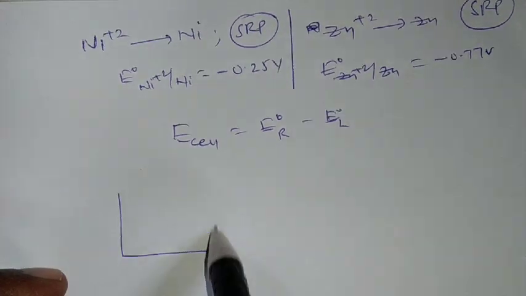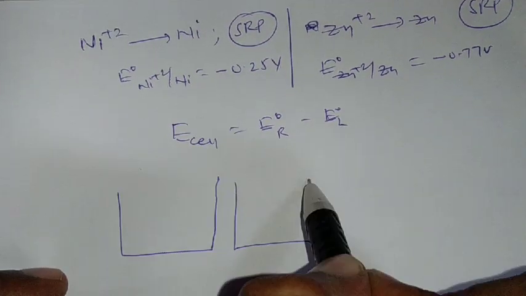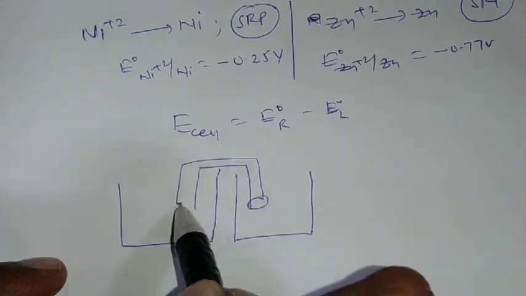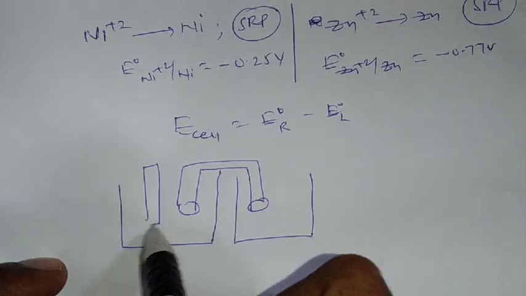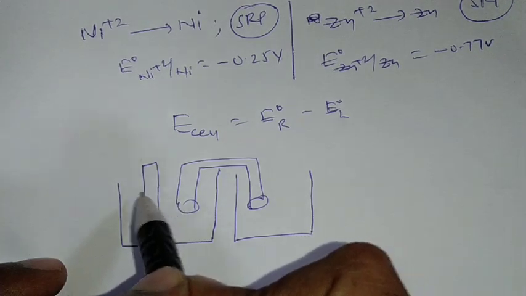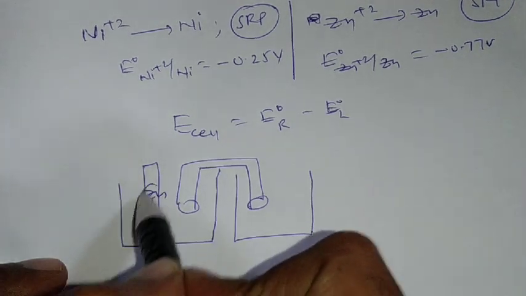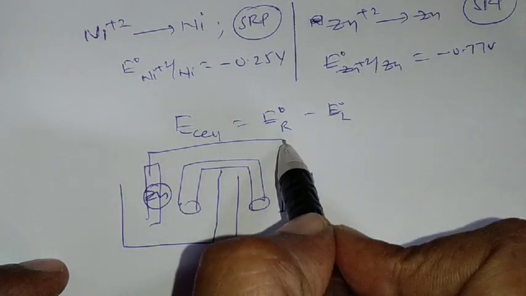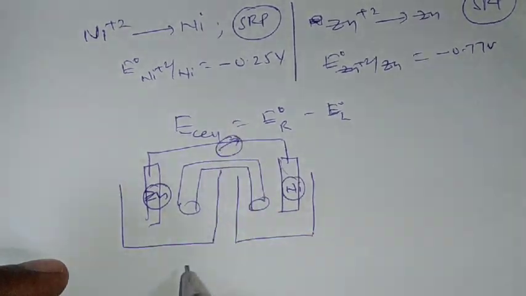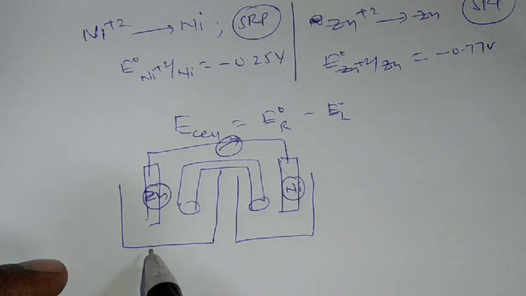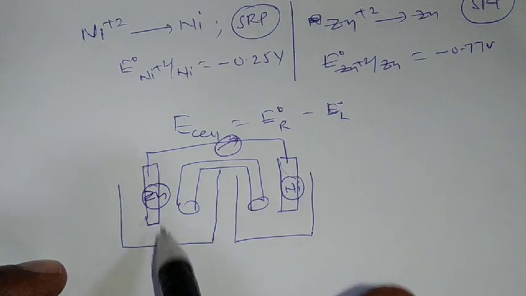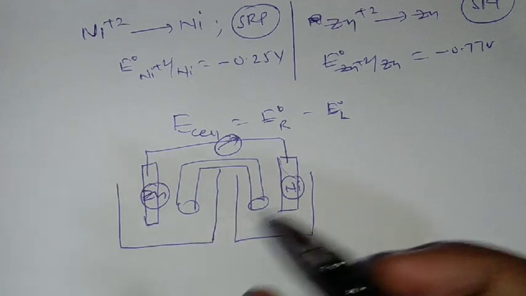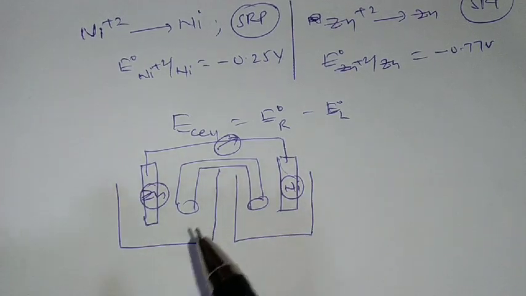Just imagine this is the galvanic cell. The first half cell and second half cell are both connected with a salt bridge, and both electrodes, we can take this as the zinc electrode and this as the nickel electrode, are connected with a galvanometer. So zinc acts as the anode, and nickel acts as the cathode.